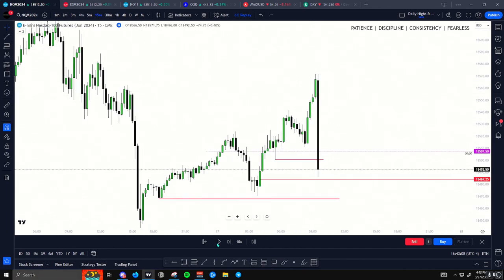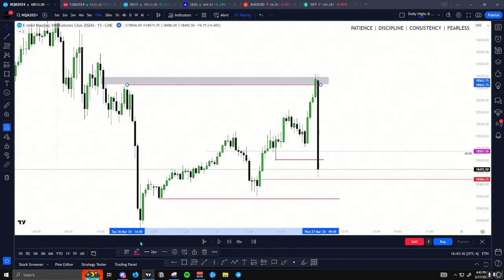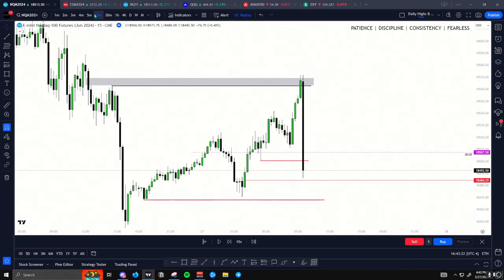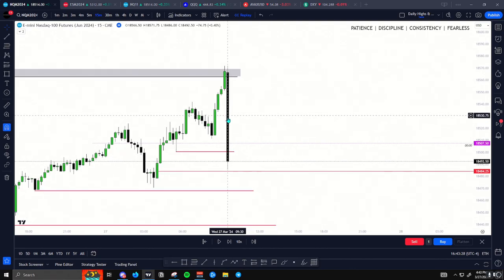We have a very nice reaction off this 5 minute fair value gap. Order block here, turtle soup, more importantly. Buy side liquidity was taken, and then we got a very aggressive move back into the range. So my initial thoughts, I wanted to see where we were, what kind of candle close we would get after 9:30, and this is exactly the candle close I wanted.